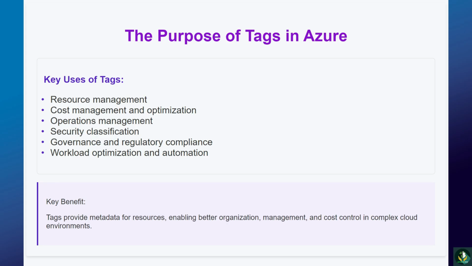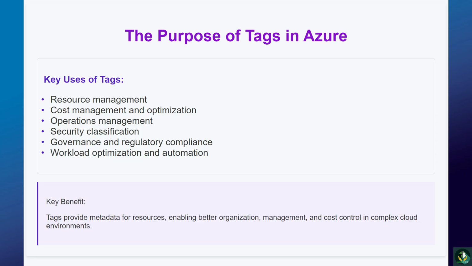Workload optimization and automation. In complex deployments, tags help visualize all resources participating in a particular workload or application. This visibility is crucial for optimization efforts. Furthermore, tags can be leveraged in automation scenarios. For example, you could use Azure DevOps to perform automated tasks on resources with specific tags, such as scheduling backups or applying updates. Best practices for using Azure tags.